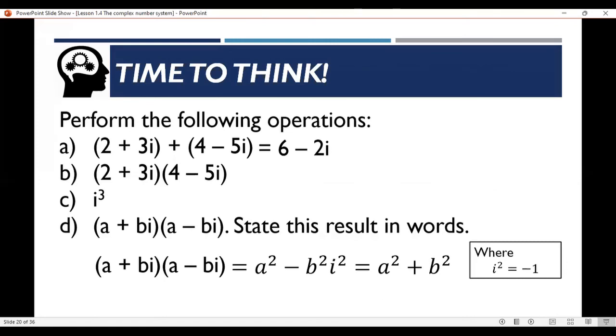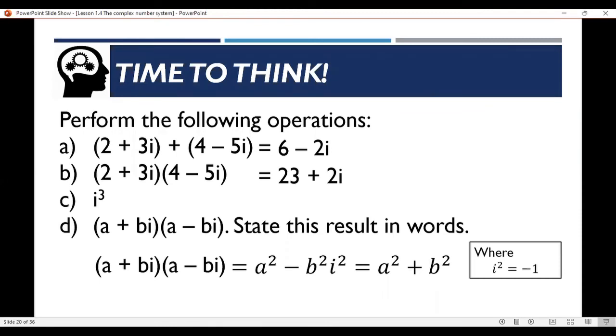So, pwede kang by definition or pwede rin namang by FOIL. Asa yan, ha? Kung ano yung method na mas madali mo makuha yung sagot. 23 plus 2i. Yun, correct. So 23 plus 2i. Letter C, i cube.